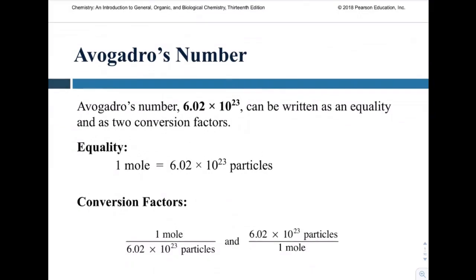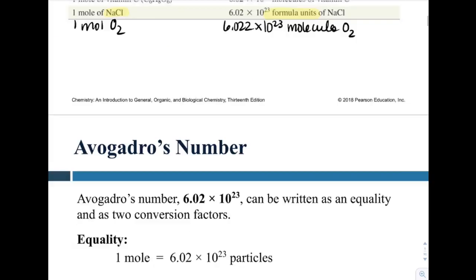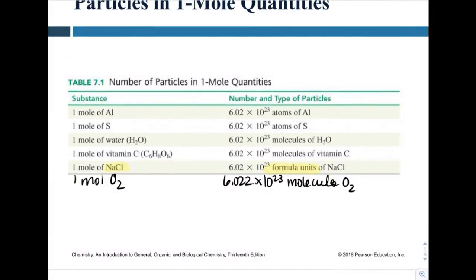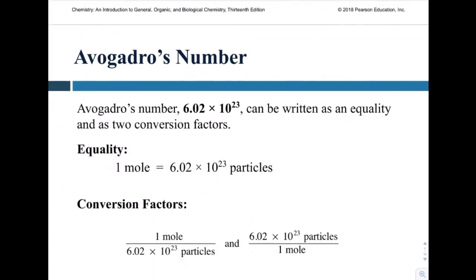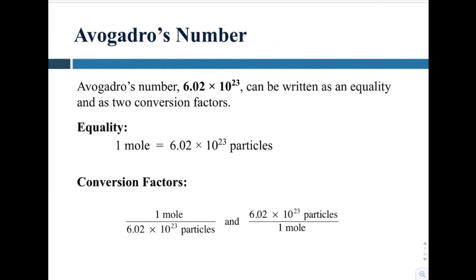Avogadro's number, as you can see in your list here, can be written as a conversion factor because all of these pieces equal each other. You know how to use a conversion factor, so don't let this be something scary because it's a big number. It is actually just a conversion factor. You can use it either way: with the mole on top and the number of particles on the bottom, or the mole on the bottom and particles on top. The particles depend on what you're talking about.